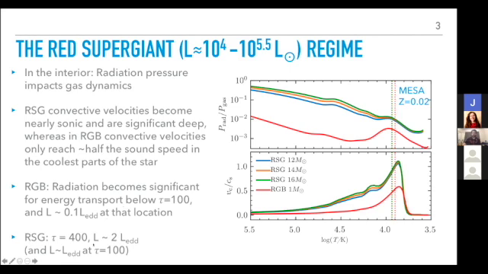Whereas in red supergiants, this happens at tau of 400, a little bit higher optical depths, and the luminosity near the radius where radiation transport starts to become relevant for energy transport is actually locally super Eddington, at about double the Eddington luminosity. And even at the tau of 100 location, the luminosity is still near Eddington. So these stars are close to blowing themselves apart.